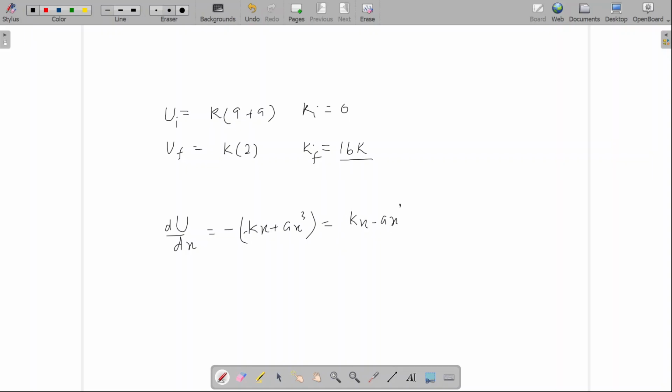So we have to take the integration. We have to integrate it to find U. So that would come out to be kx square by 2 minus ax to the power 4 by 4 plus 0, since we know that the constant of integration is 0. So if we want to plot this, how do you plot it?